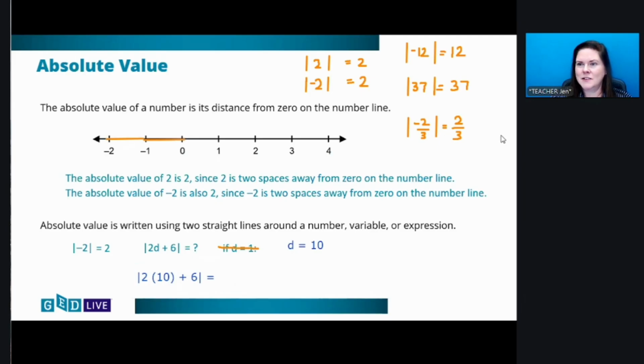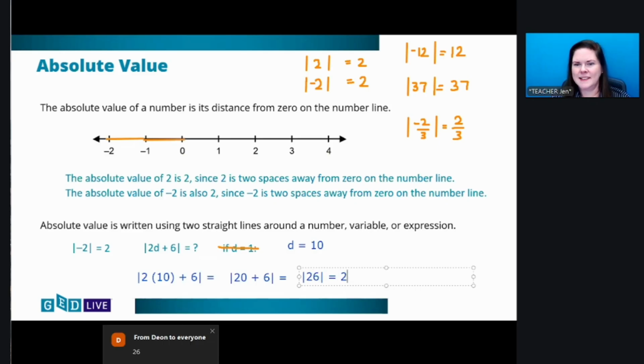Okay, so let's take it a little further, and we'll find out if Dakesh is right there. So 2 times 10 is going to give us 20. So the absolute value of 20 plus 6. The first step I'm doing math-wise is the 2 times 10. That's going to give me the absolute value of 26. Let's see. Which is 26, right? So whatever number they tell us d is, we can just plug it right in and solve.